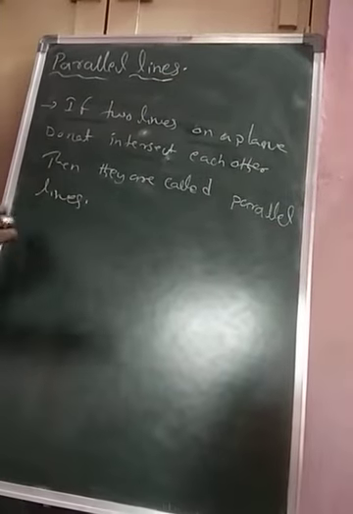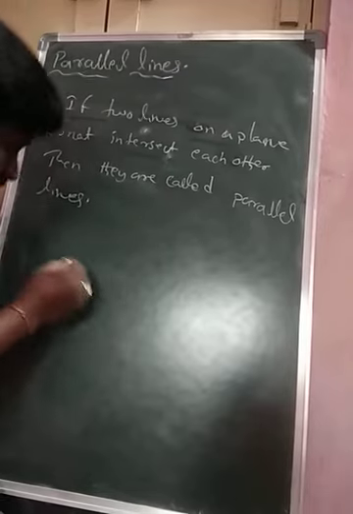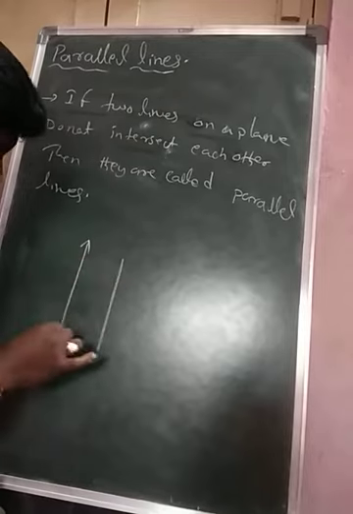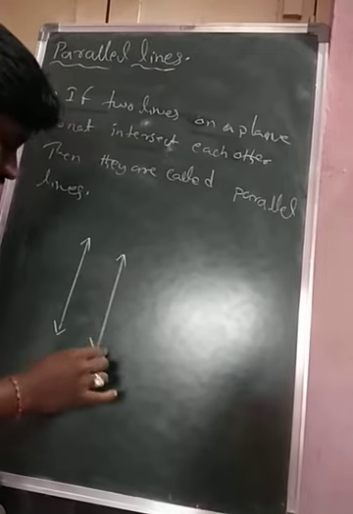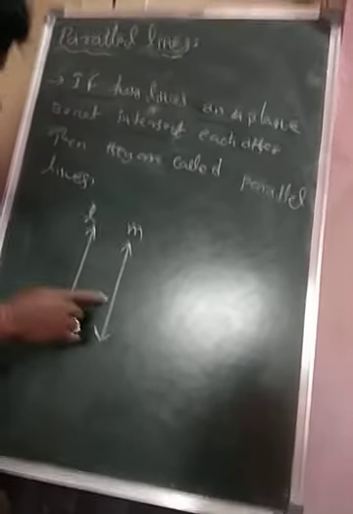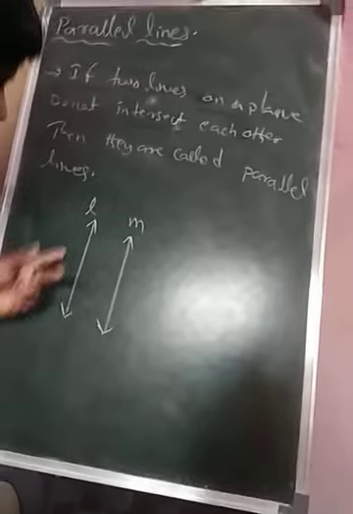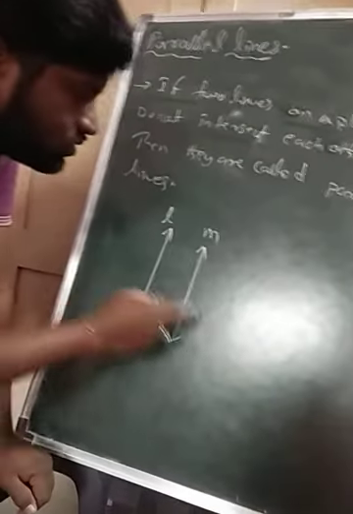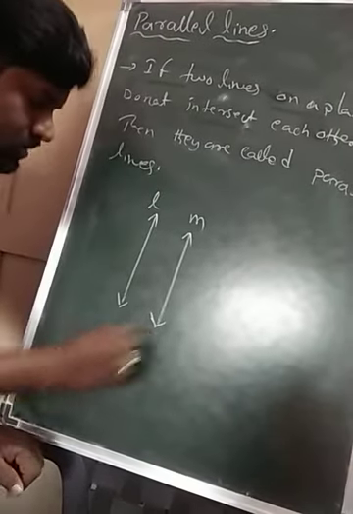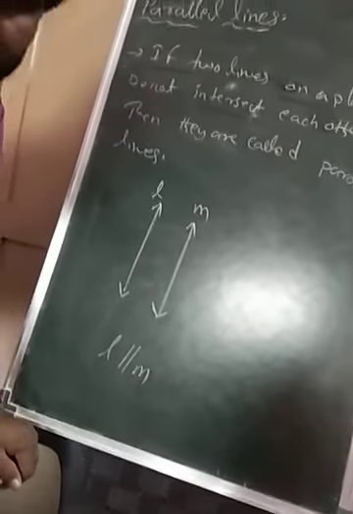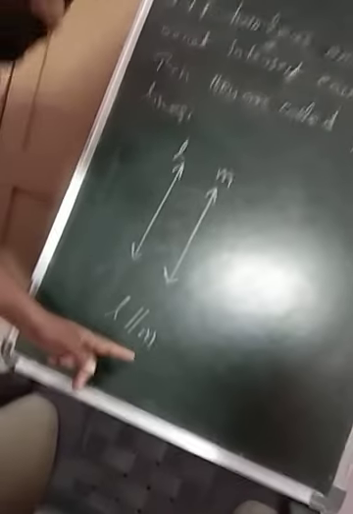There is no common point between the two. So see like this, this is line L and line M. Do these two lines have any common point? Do they touch anywhere? No. So we can say that these two are parallel lines. We can write: L is parallel to M.